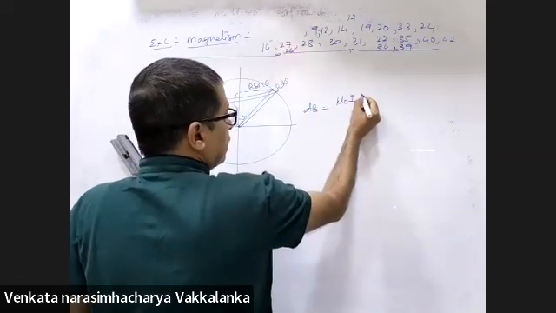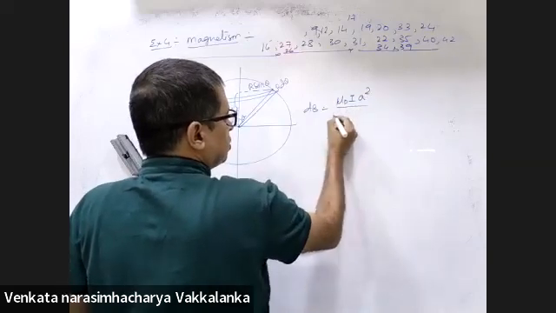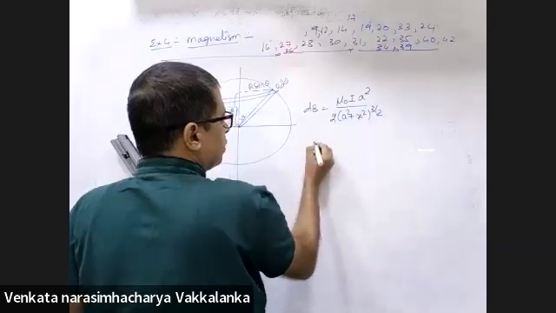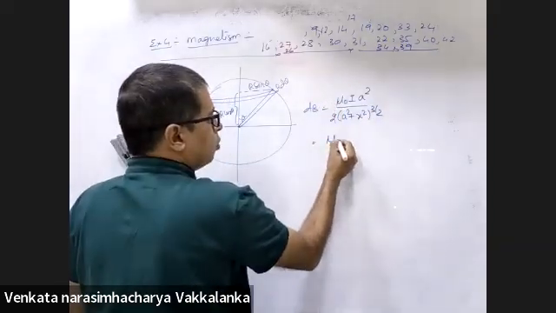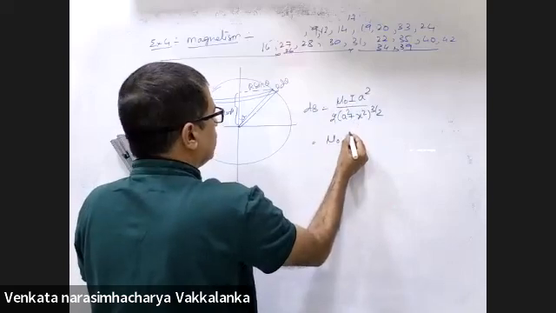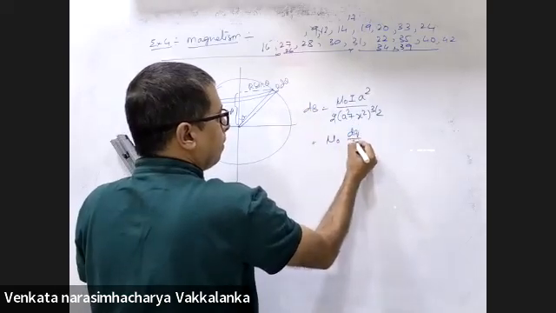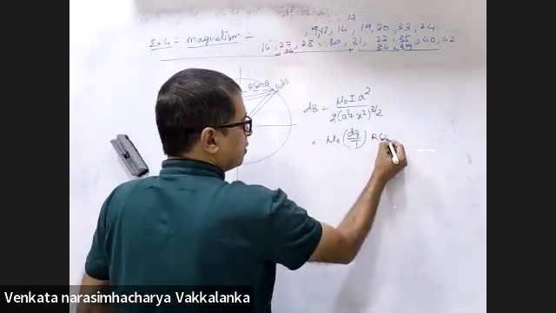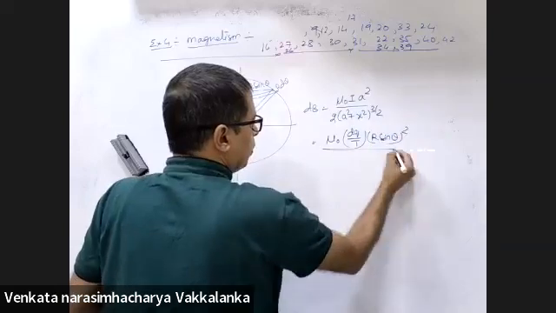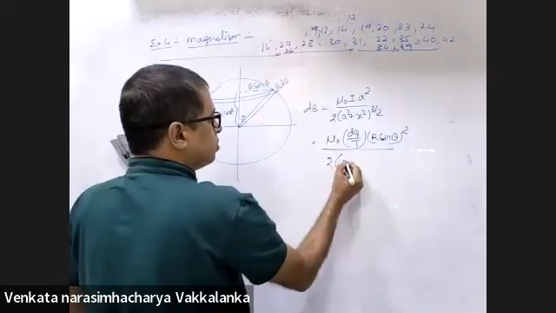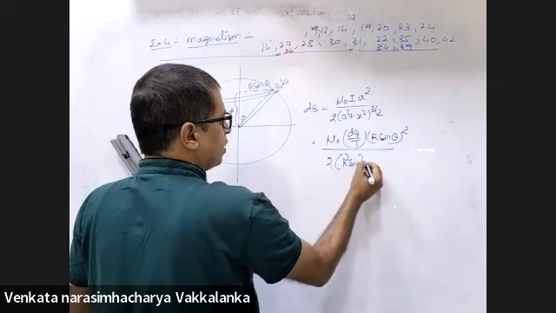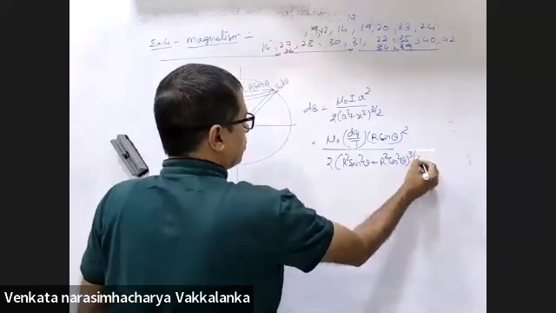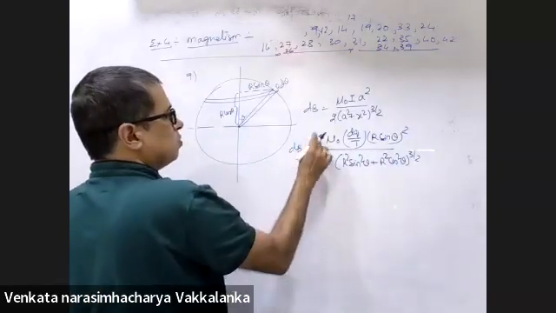Mu naught I a square over 2 into (a square plus x square) to the power 3 by 2 was our formula. Substitute. How do I substitute? I is dq by t. What is the radius? R sin theta, whole square, upon 2 into (r square sin square theta plus r square cos square theta) to the power 3 by 2. This is dB.